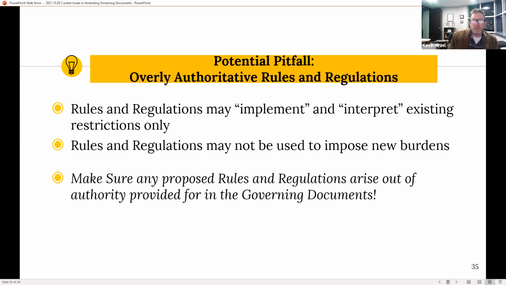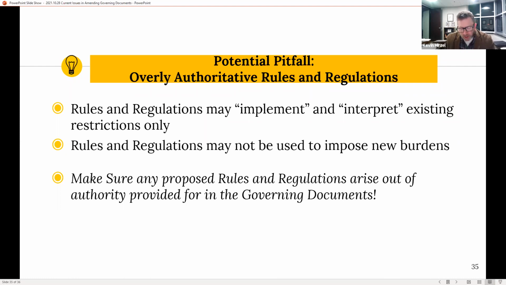Rules should not be used and cannot be used to impose new burdens on owners. If rules cannot be anchored in existing restrictions, if you cannot relate your rule back to an existing obligation, then under Michigan law, that rule and those regulations are potentially subject to challenge as being non-enforceable.